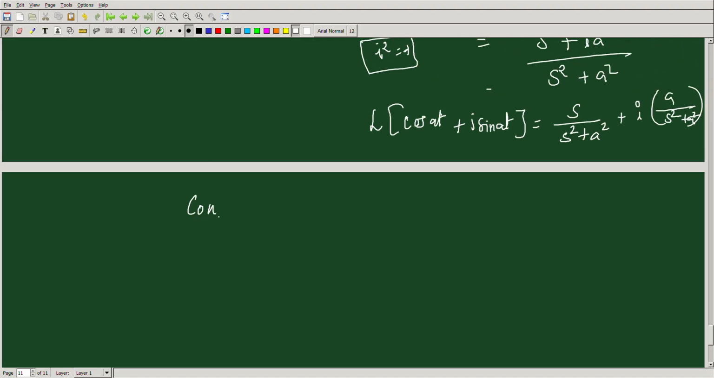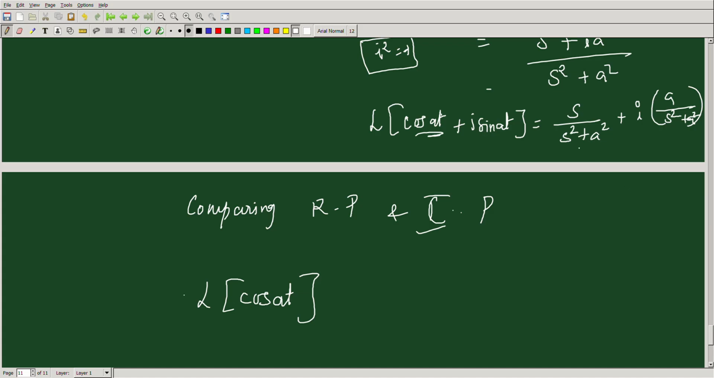Next one, comparing real parts and imaginary part. So once you compare real part and imaginary part, what will you get? The real part is cos at, right? So Laplace transform of cos at is equal to, here the real part is this, s by s square plus a square.